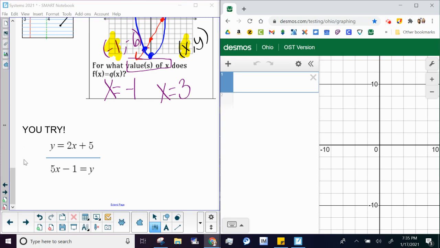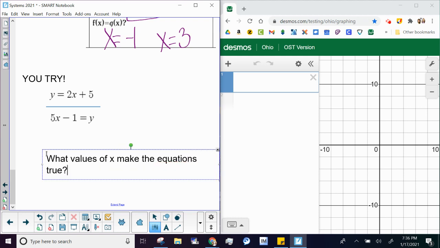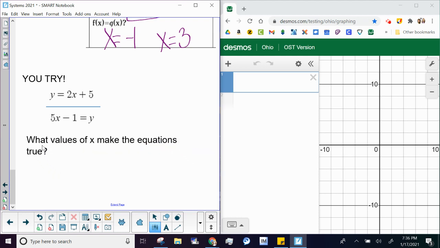Okay, so we are done with our problems. I want you to try this one problem on your own. y equals 2x plus 5 and 5x minus 1 equals y. So they're both equations, and I want you to answer what values of x make the equations true. And actually, I'm going to say values, because I'm not sure if it's just one or if it's more than one. So what value or values of x make the equations true?